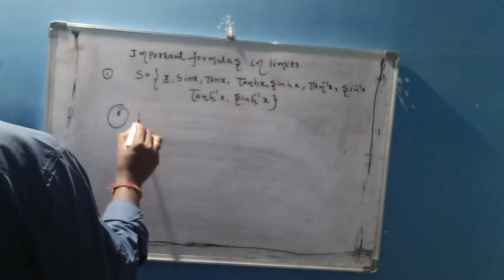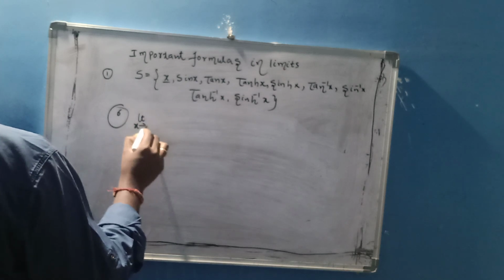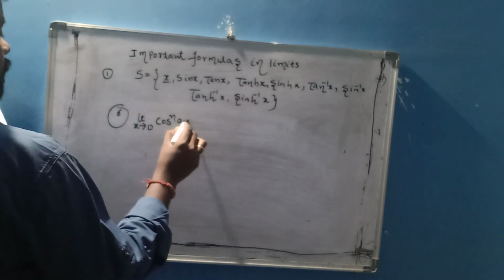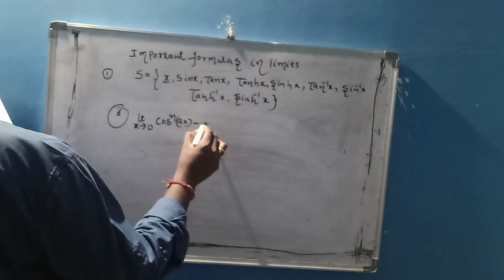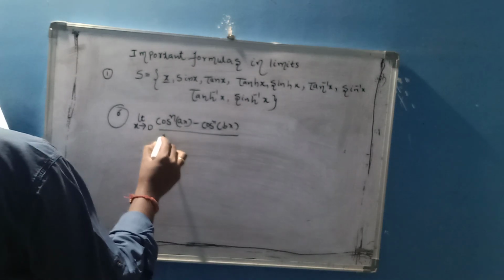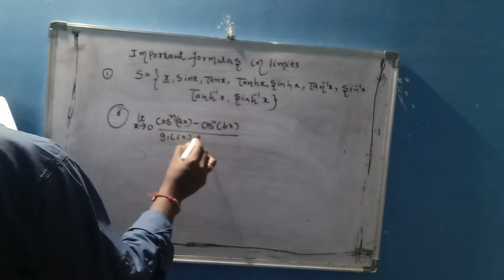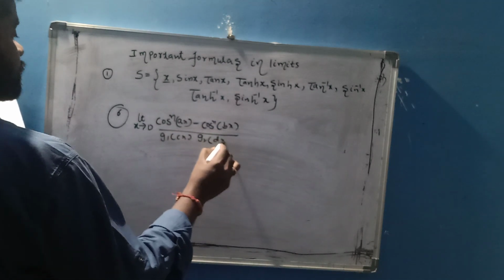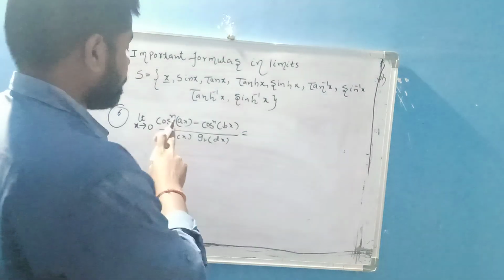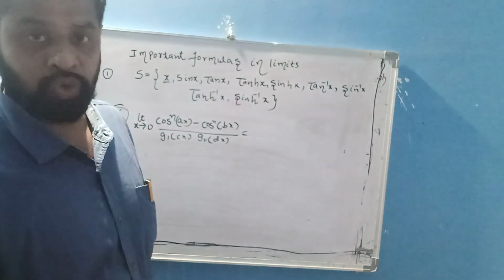Limit x tends to 0, cos^n(ax) — same formula I am taking, the fifth one repeating — cos^n(ax) minus cos^n(bx) by g1(c x) g2(d x). In the fifth formula, what is that? I am not taking powers. In the fifth formula, I directly took cos ax minus cos bx only.